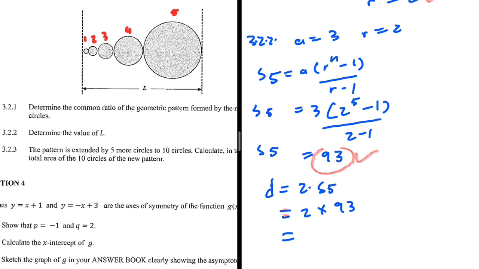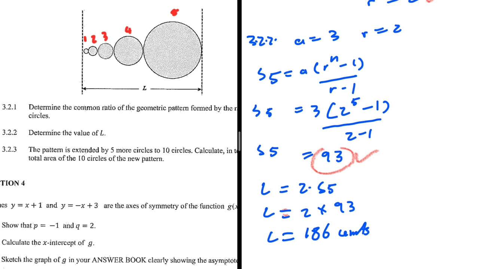D, not D, but L. Please forgive me for that. So L is equal to 186 units. We don't know which units we are using here, but L is equal to 186 units. I think we are quite happy with that. We can move to the equation that follows.